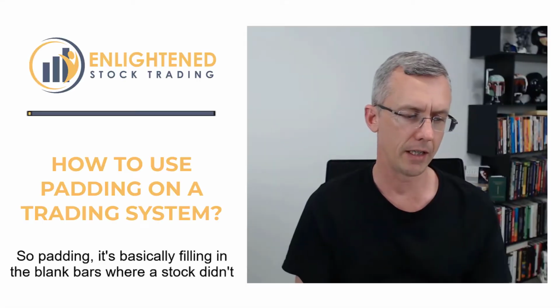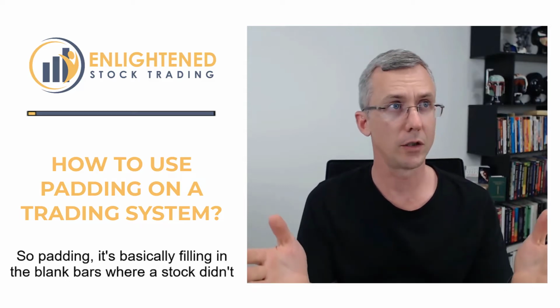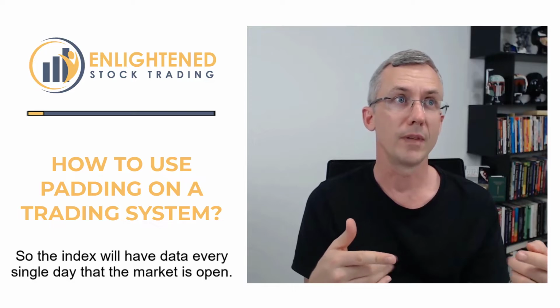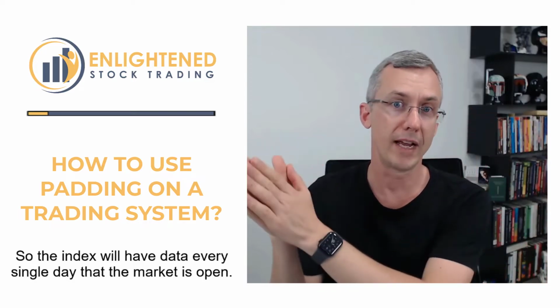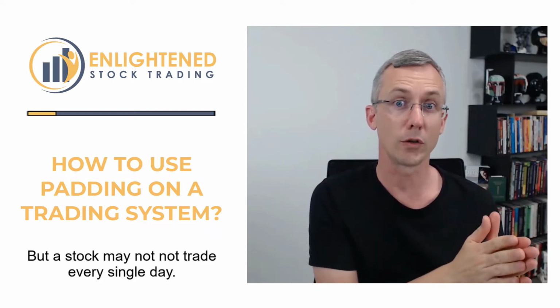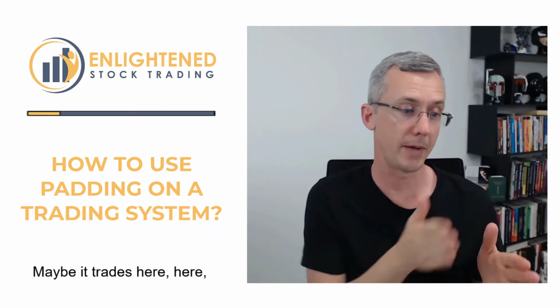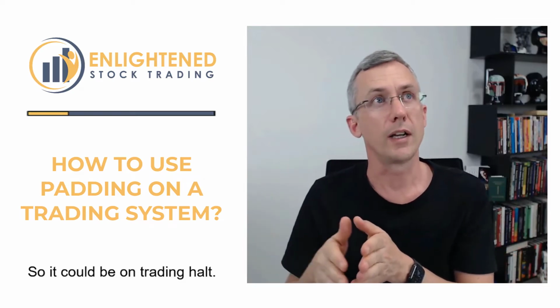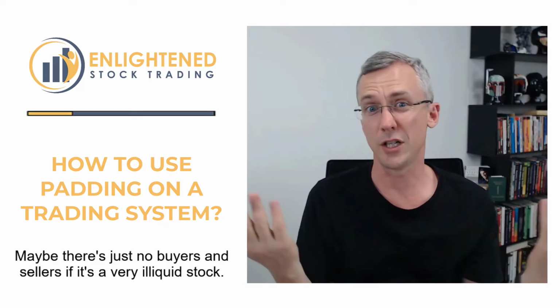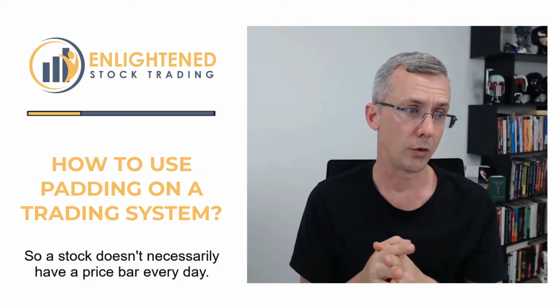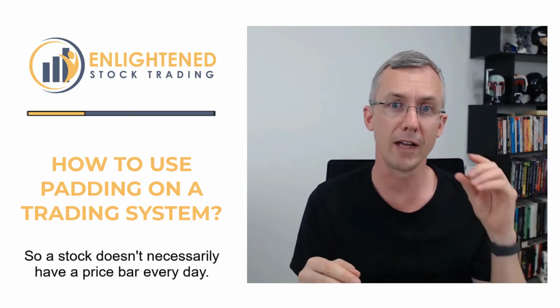So padding, it's basically filling in the blanks, the blank bars where a stock didn't trade. So the index will have data every single day that the market is open. But a stock may not trade every single day. Maybe it trades here, here, here, misses this day, and then here and here and here. So it could be on trading halt. Maybe there's just no buyers and sellers if it's a very illiquid stock. So a stock doesn't necessarily have a price bar every day.